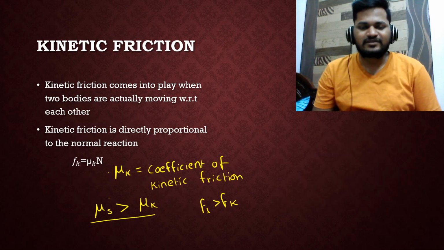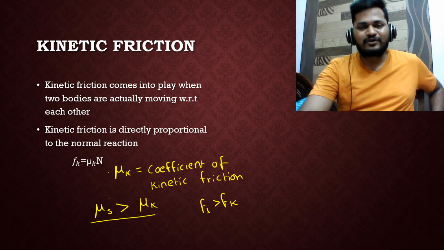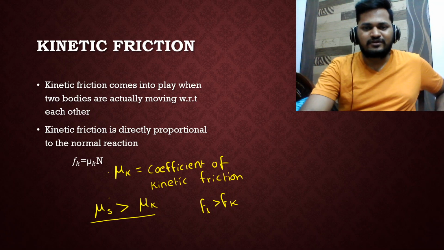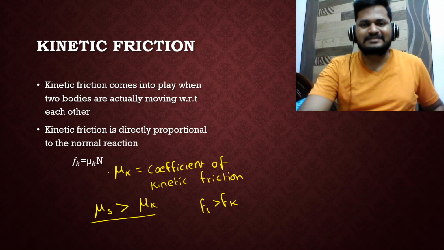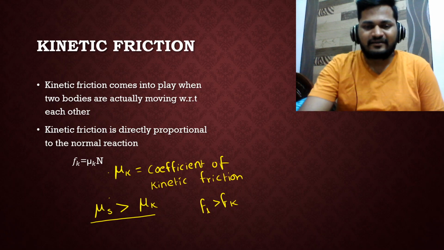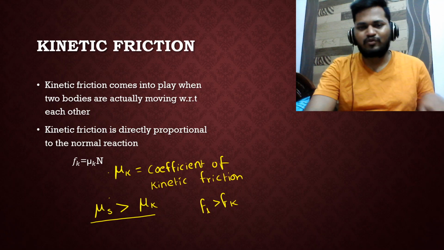Then kinetic friction comes into play when the body is actually moving. If it is tending to move, then that is static friction. If it is actually moving with respect to another surface, then the friction acting is kinetic friction. And kinetic friction is also directly proportional to normal reaction, but the proportionality constant here is the coefficient of kinetic friction, mu suffix k, which is less than mu suffix s. That's why kinetic friction is less than limiting friction, and kinetic friction is more or less constant.